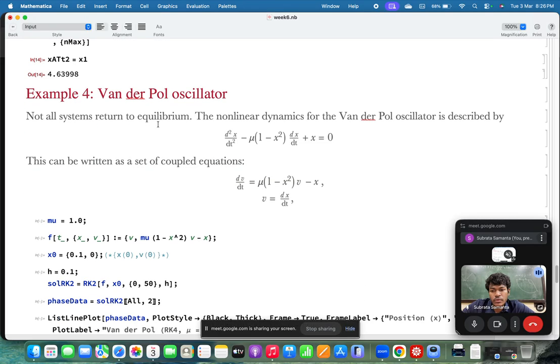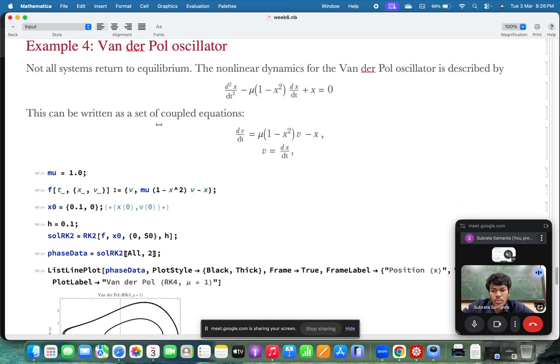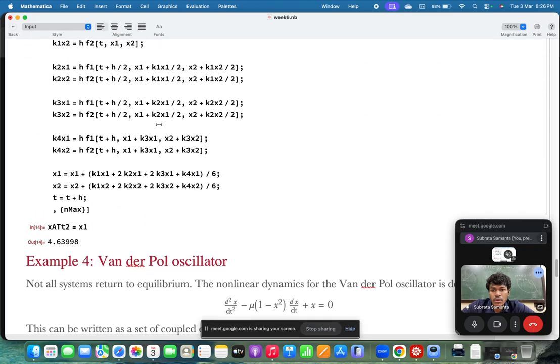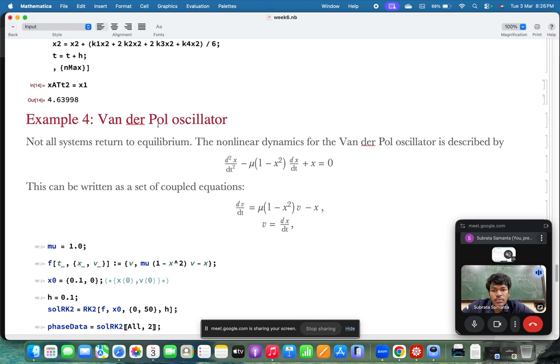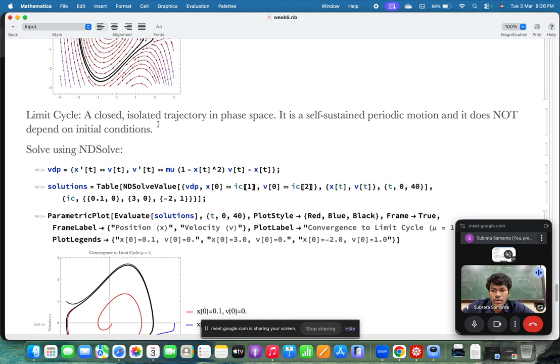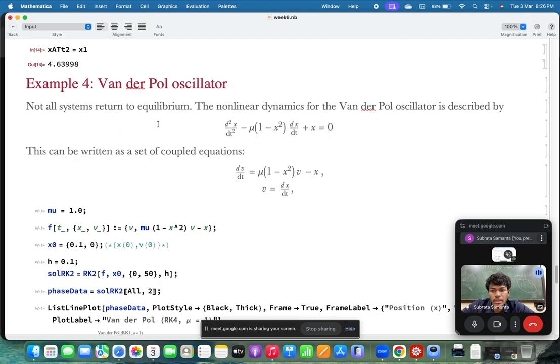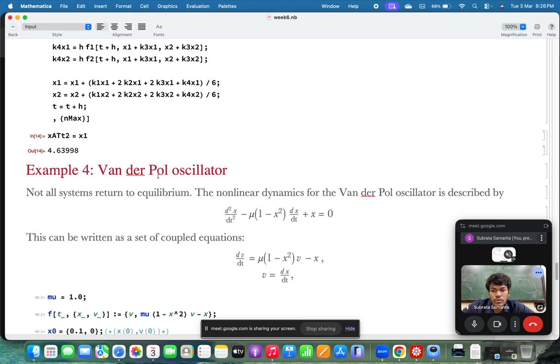Okay, so I use the RK2 method to solve the van der Pol oscillator. Or I can also use RK4, both RK2 and RK4 methods, to solve van der Pol oscillators. This is a very interesting problem in mechanics. It's a nonlinear dynamics problem.